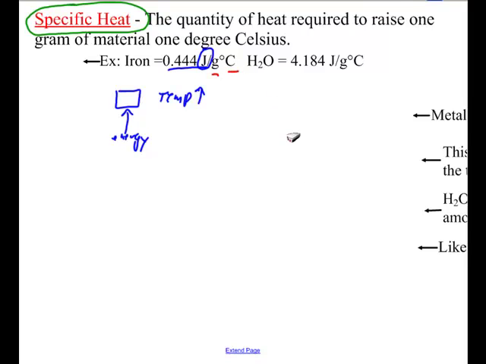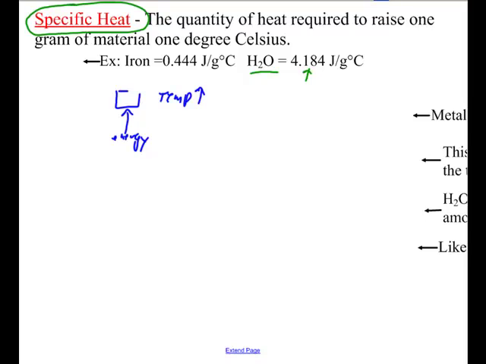And what I want you to notice here is, look at the difference between the specific heat of iron and the specific heat of water. Look at those differences. Water is 10 times greater, with 4.184 versus iron. Okay, so what does this mean? Well, that means if I pump in, let's say, 1 joule of energy, 1 gram of this substance will go up about 2 degrees. When I pump in 1 joule of energy into water, though, it's not going to change its temperature very much.